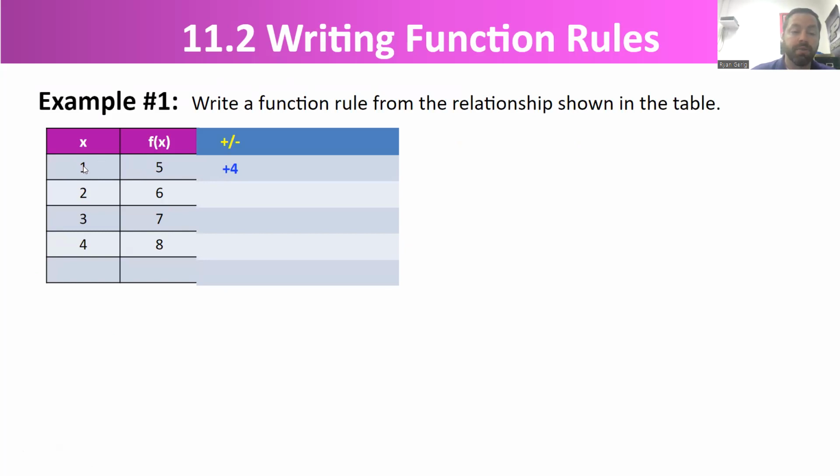So what do I do from 1 to 5? What do I add to get from 1 to 5? And that would be 4. What do I add to get from 2 to 6? Well, 4 again. How about from 3 to 7? Yeah, it works. It's plus 4. So you see a pattern developing there with your relationship from how you get from X to Y. So that pattern is how we determine our function rule.